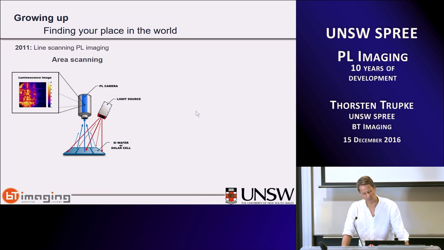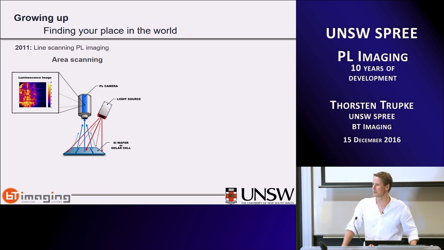So before I continue, maybe a few quick words on different ways to measure PL images. The first one is called area scanning. This is the conventional way to do PL imaging, where you excite the entire sample uniformly, normally with a laser or with an LED, and you then take a camera to take an image of the luminescence emission while the laser is on. So this is just the same as when you take a photo with your iPhone, basically.